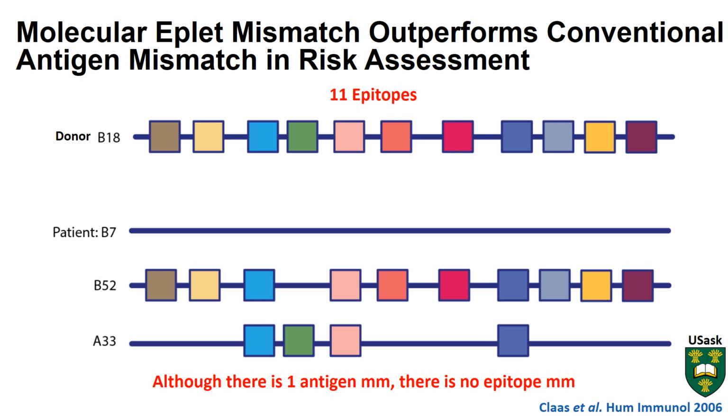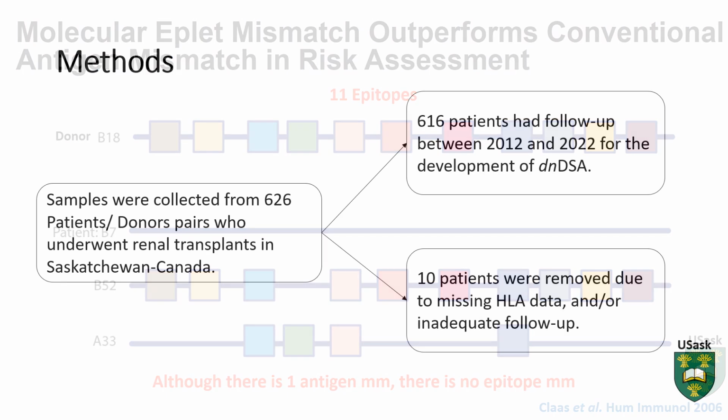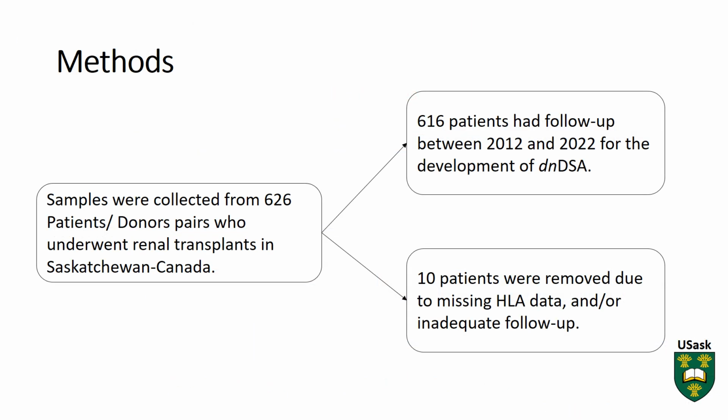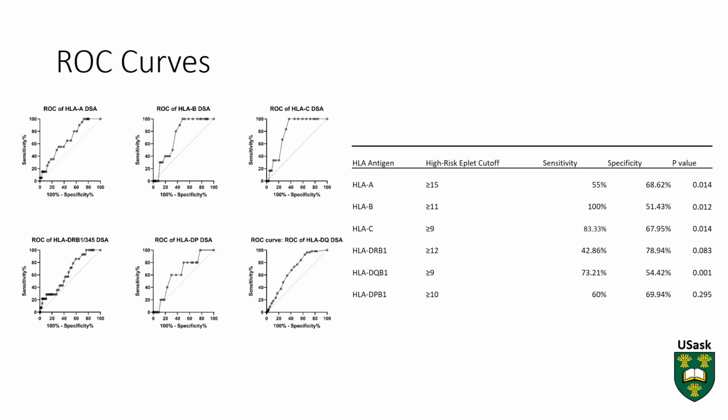As you all know, molecular eplet mismatch outperforms conventional antigen mismatch in risk assessment. In order to prove that, we used a cohort of 626 patient-donor pairs who underwent renal transplantation in Saskatchewan, Canada. We followed up these patients for 10 years for development of donor-specific antibody. Out of this study, we concluded that we were able to identify the eplet mismatch cutoff for each locus.